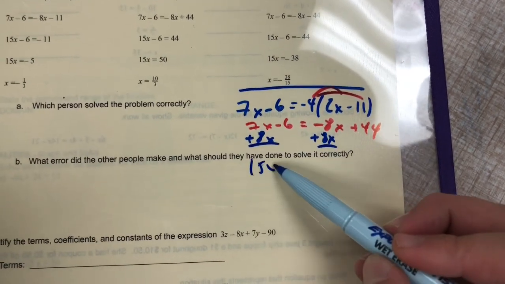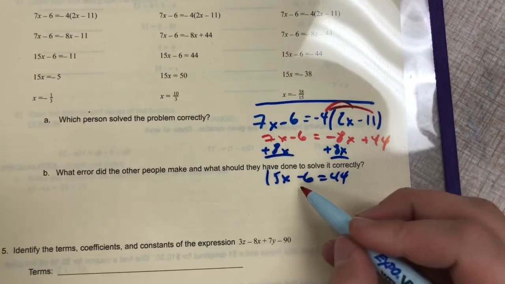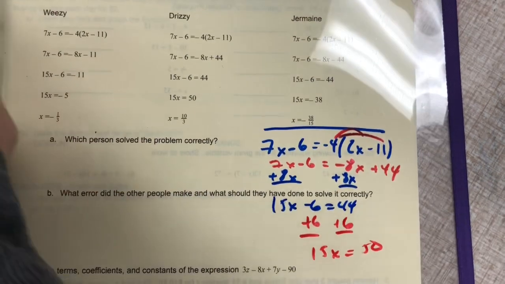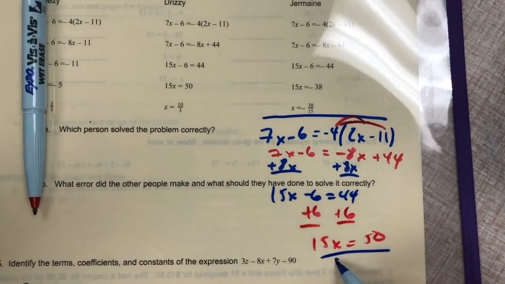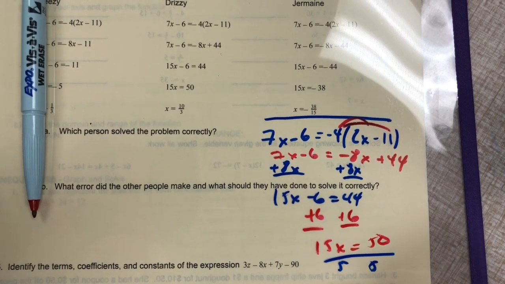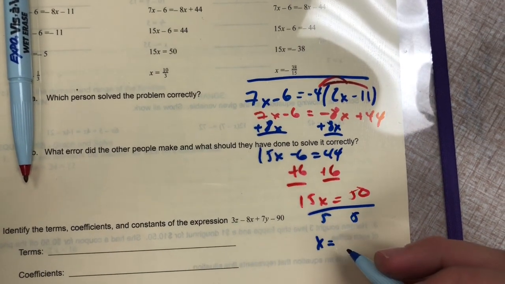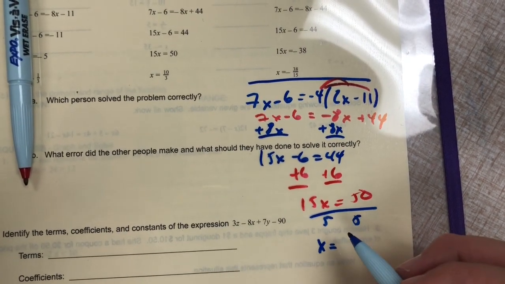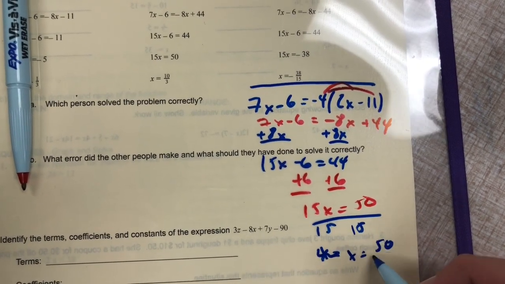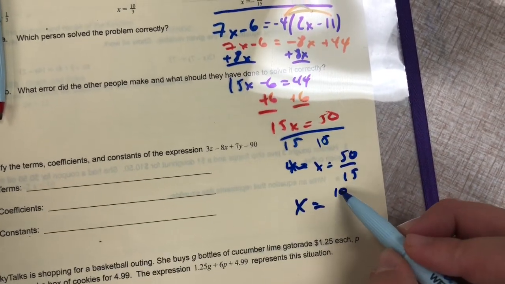So I got 15x minus 6 equals 44. Then we need to add 6 on both sides, and we get 15x equals 50. Divide both sides by 15. What am I doing? Oh, I'm sorry. By 15. X equals 50 over 15. We can reduce that by dividing by 5. And we're going to get 10 over 3.